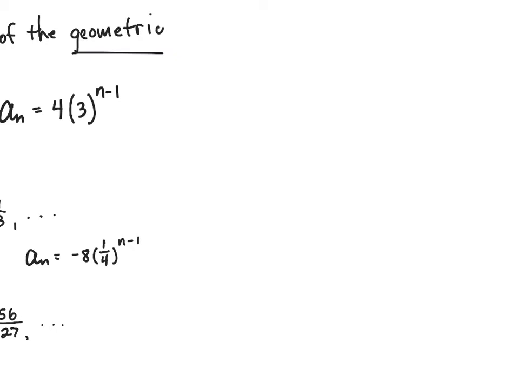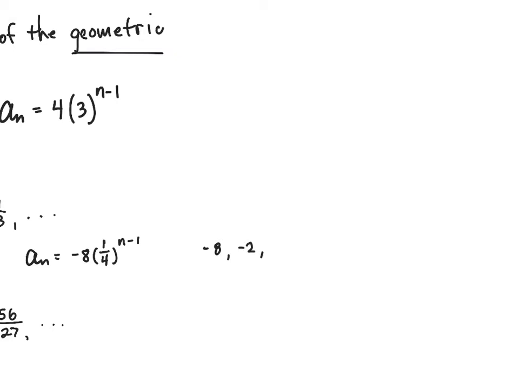Well, to write the first term, we would plug in an n equals 1. 1 minus 1 is 0. 1/4 to the 0 power is 1. And 1 times -8 is -8. So the first term would be -8. Now to find the second term, we would plug in a 2 right there for n. 2 minus 1 is 1. 1/4 to the first power is 1/4. 1/4 times -8 is -2.